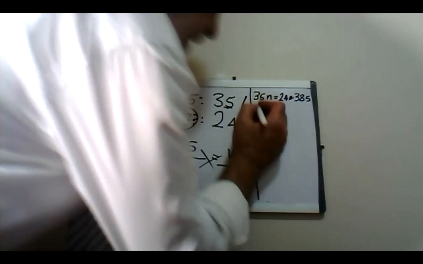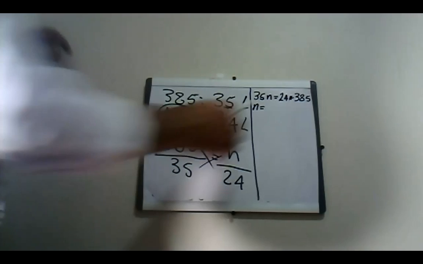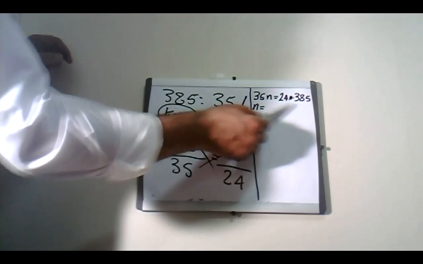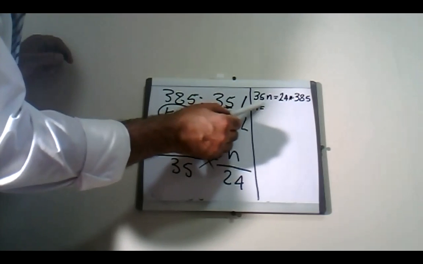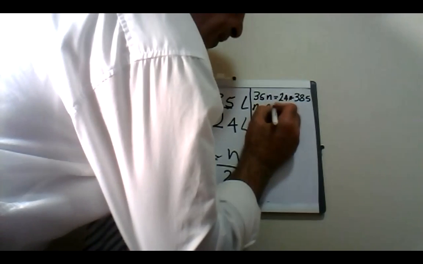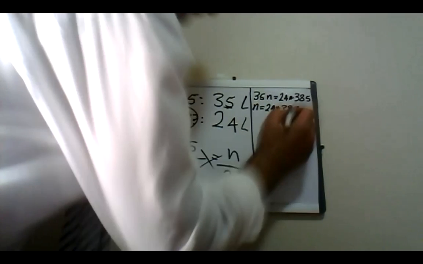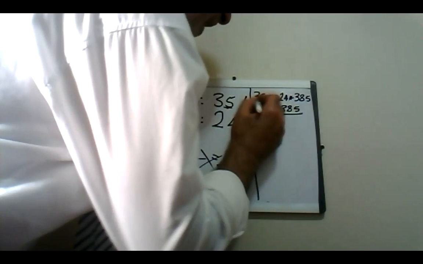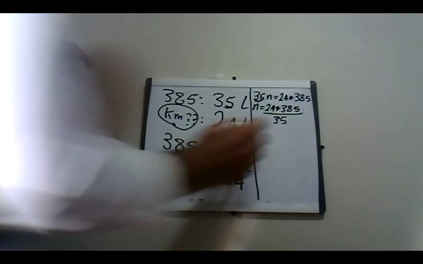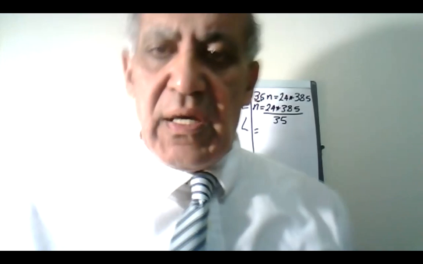Then n, which is the symbol for the number of kilometers, will be the far divided by the near to the n. So that will be 24 by 385 divided by 35. Then this will give me the number. If I do it with a calculator, it will give me the number which will appear in front of us now on the screen.